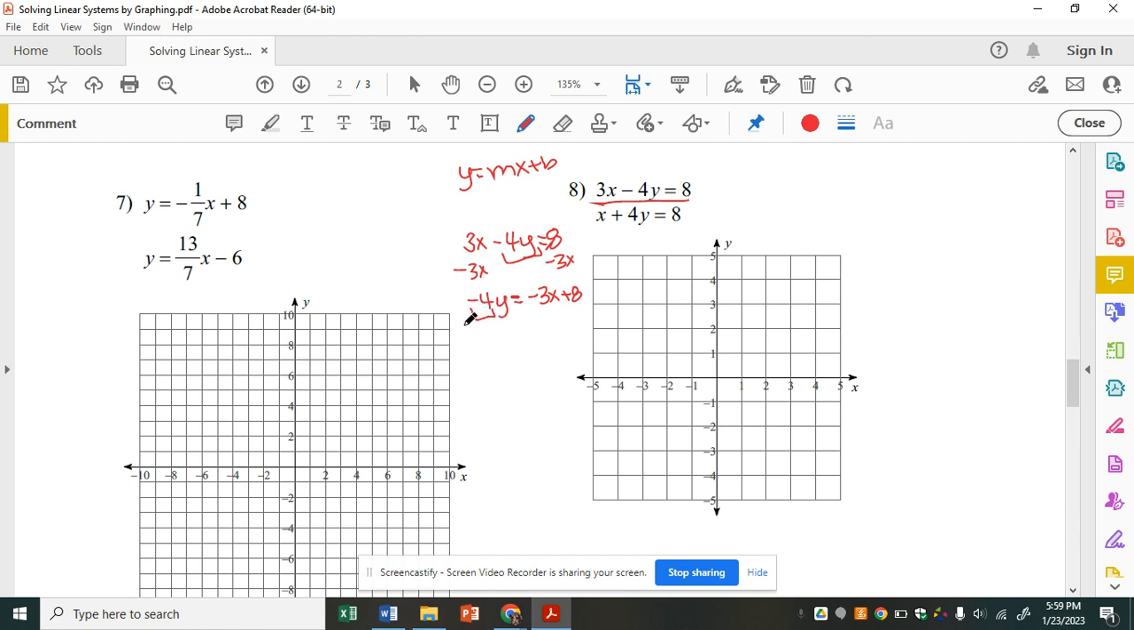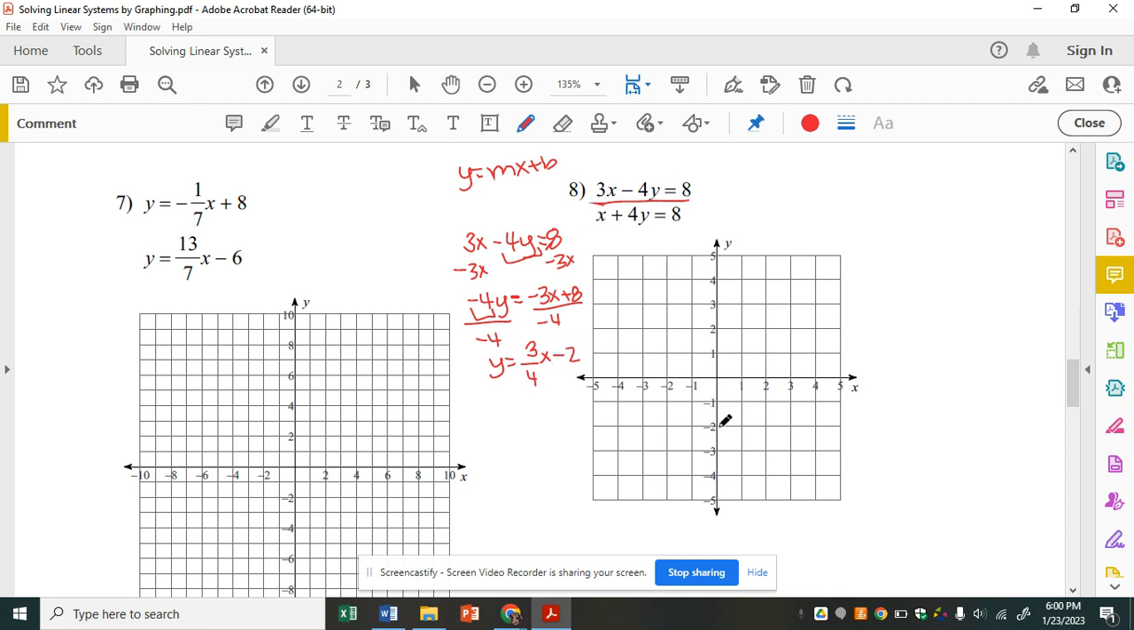Now, to isolate my y, I've got to get rid of that negative 4 by dividing everything by negative 4. So again, keep your slope as a fraction. A negative over a negative becomes positive, so I'm going to change that to 3/4 x. But then 8 divided by negative 4 is negative 2. So this is the equation that I'm going to put on this graph.